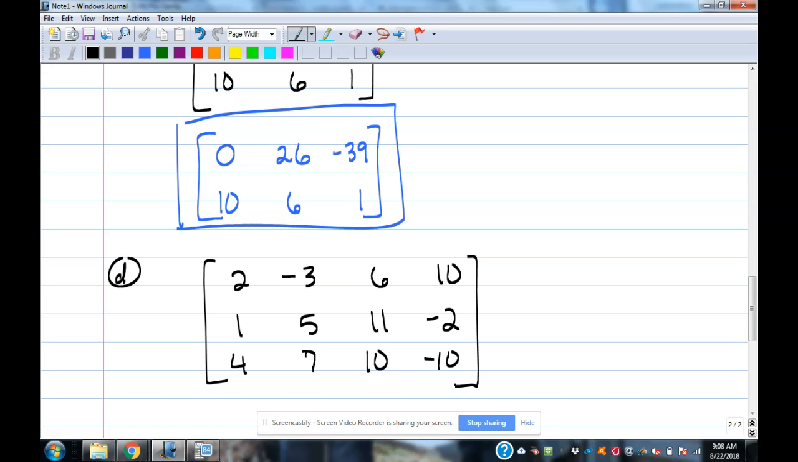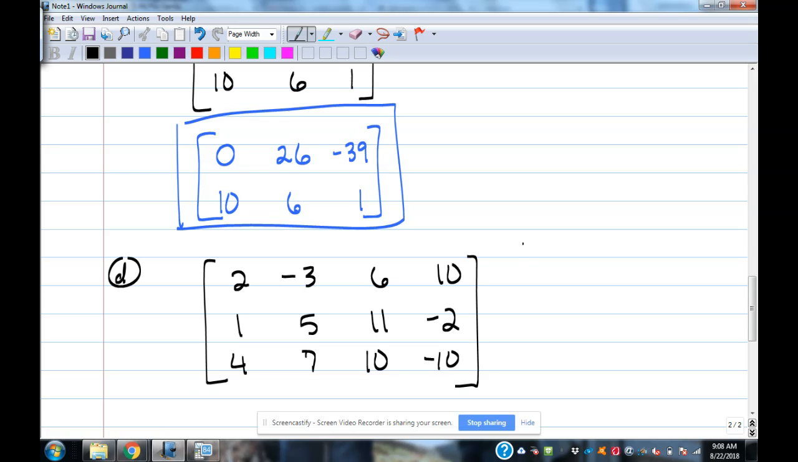3 rows, 4 columns. Does it matter if I'm going to do row operations, what size it is? No. What matters on size? When we're finding the determinant, what's it have to be to find the determinant? Square. Okay, so this is not square, obviously.